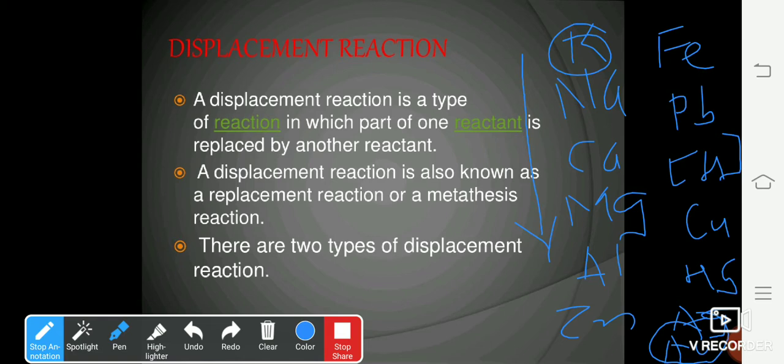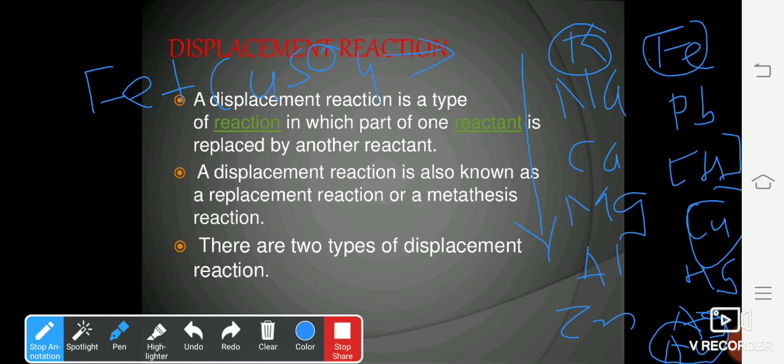Now let's look at an example. If I place some iron nail in copper sulfate solution, now we all know that copper sulfate solution is blue in color. Now, if you see, iron is above copper in the reactivity series. Iron is here and copper is here. So iron is more reactive than copper. Therefore, iron can displace copper from copper sulfate solution, and your product obtained is FeSO4 plus Cu.